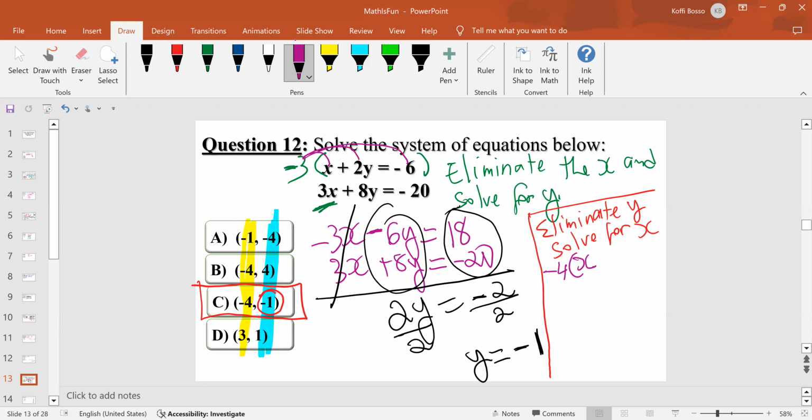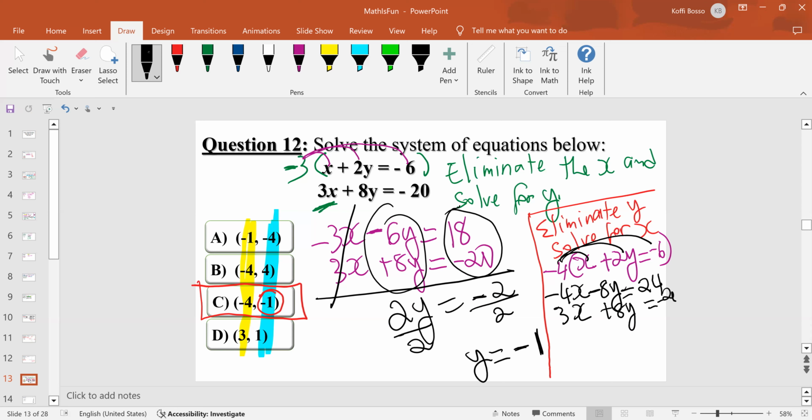So I have x plus 2y is equal to -6. Doing this, my first equation becomes -4x minus 8y is equal to +24. Understand that again, I multiply -4 by x, I multiply -4 by 2y, I multiply -4 by -6 to get this. Now, my second equation is what? 3x plus 8y is equal to -20.